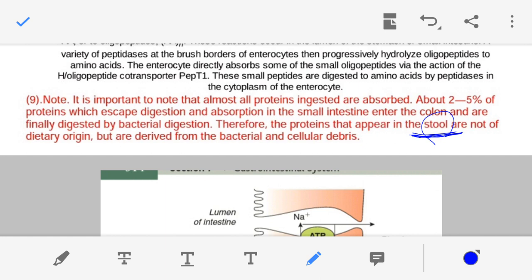In the stool, the cells of bacteria are present, and the cellular debris. Cellular debris means the cells of the mucosa of the GI tract. The mucosa surrounds the lumen, so from time to time these mucosal epithelial cells are shed off. This shed off epithelial cell and the bacteria are present in the stool. So the protein present in the stool is due to the bacteria and the cellular debris.